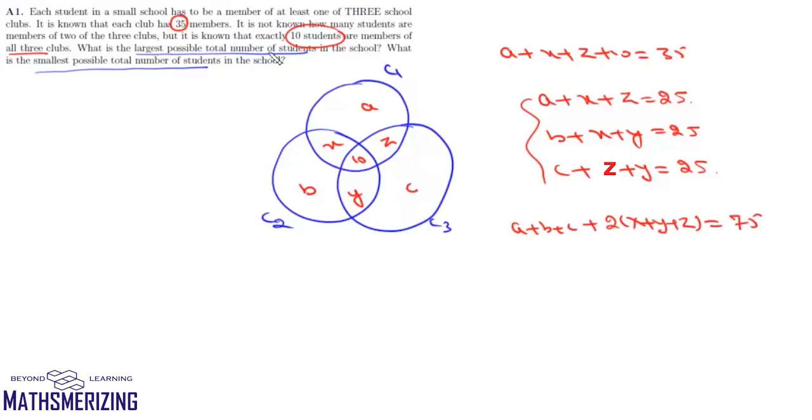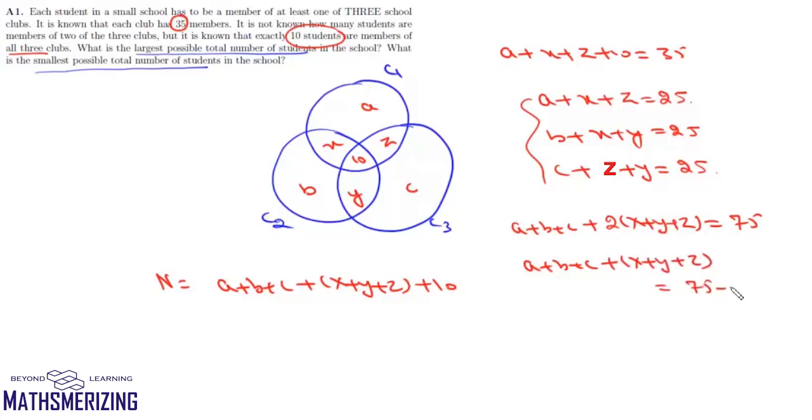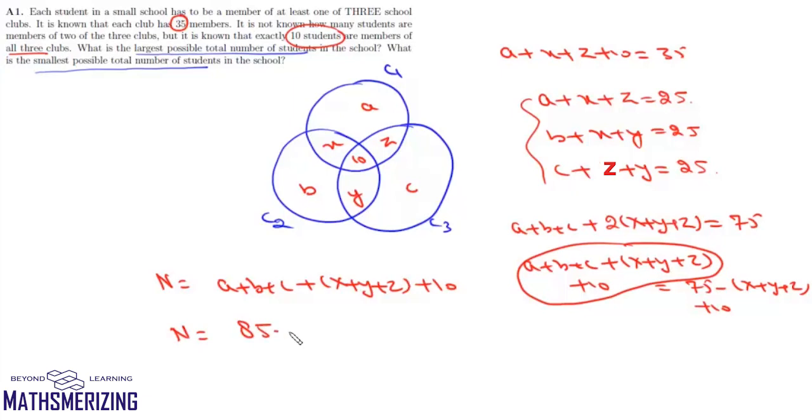Now we need to find the total number of students in the school. The total number of students is given by A plus B plus C plus X plus Y plus Z plus 10. We need to find the largest and smallest possible value of this expression. We can write A plus B plus C plus X plus Y plus Z as 75 minus (X plus Y plus Z), and then we add 10 also. So it becomes N, and we can write N as 85 minus (X plus Y plus Z).